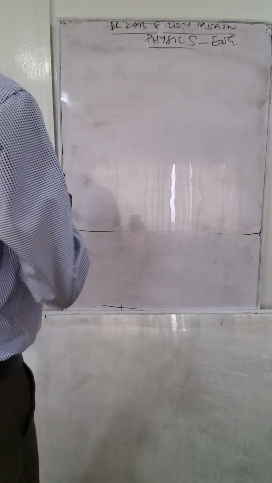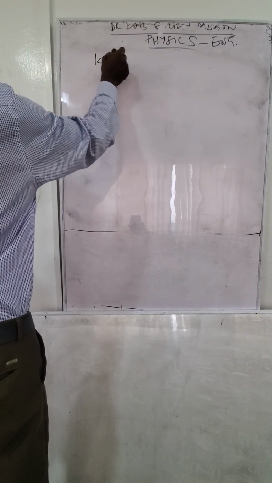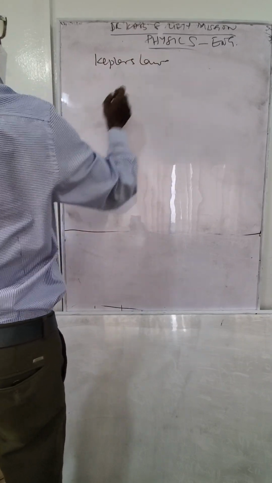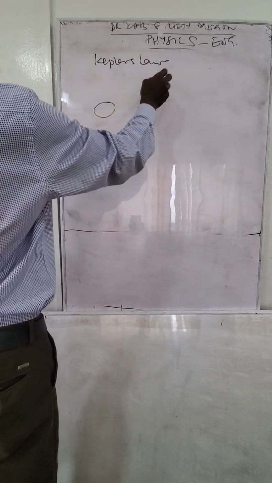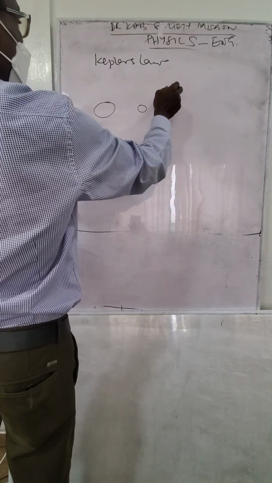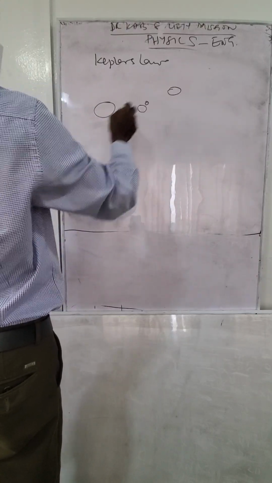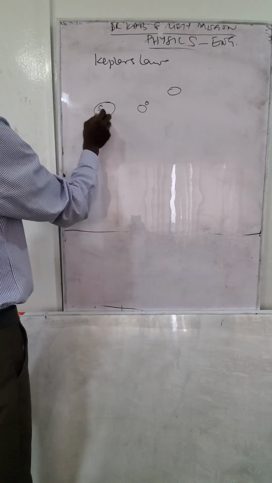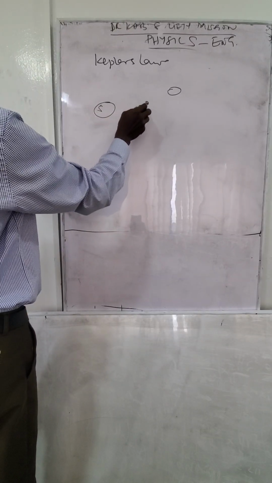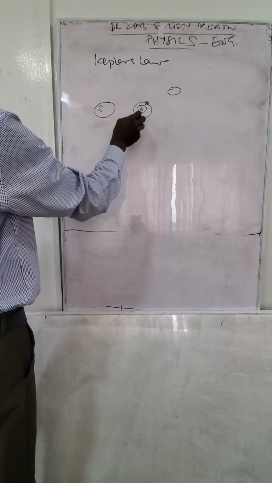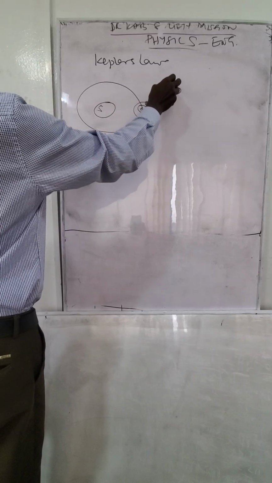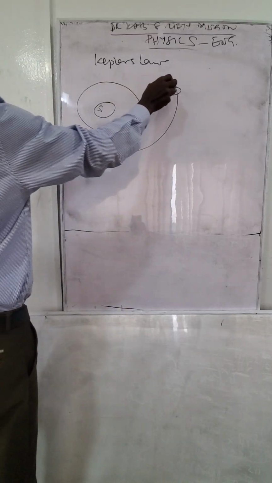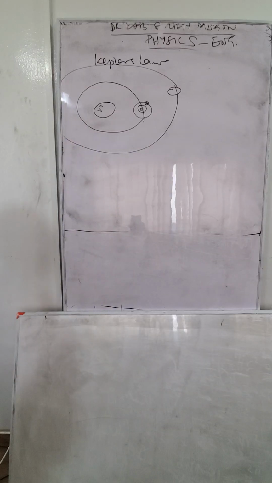Now let's look at Kepler's laws. Okay, so if this is the sun, we have the earth here, we have other heavenly bodies, let's say another one here, we have the moon. So there's the sun, this is the earth, this is the moon, going around the sun like that, and the sun is also revolving around the earth. This is also another planet revolving around the earth. You can look at it this way, right?